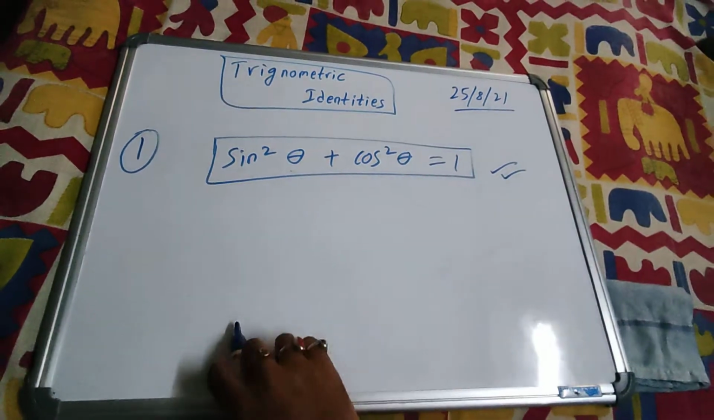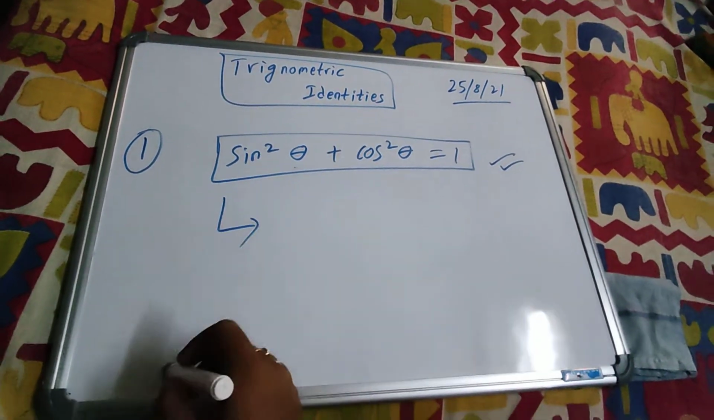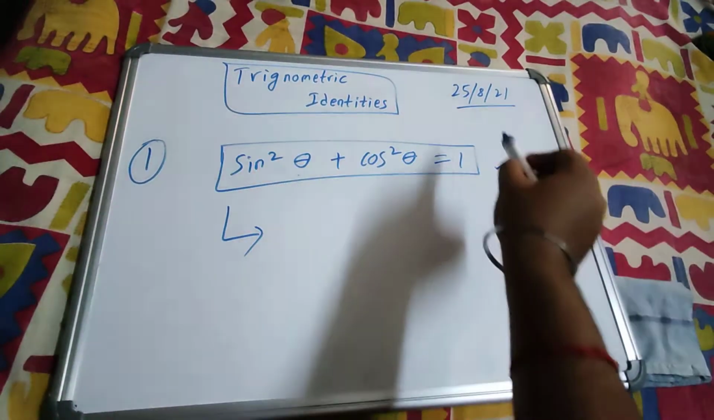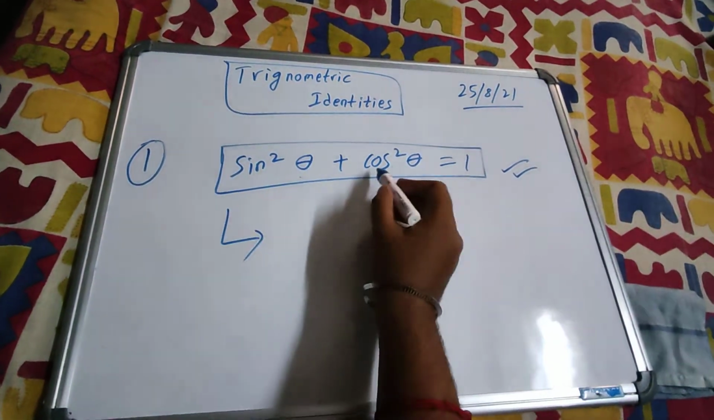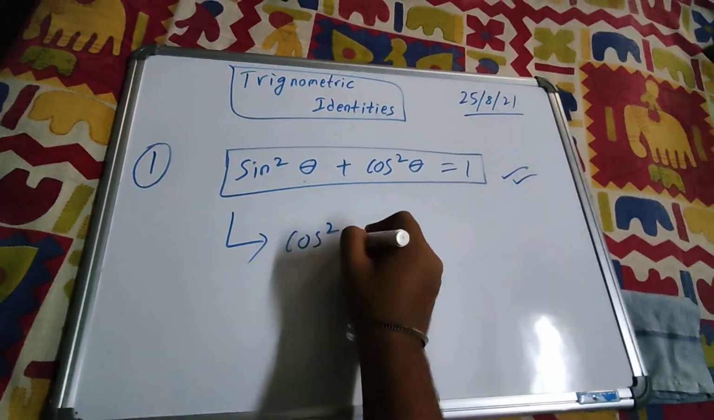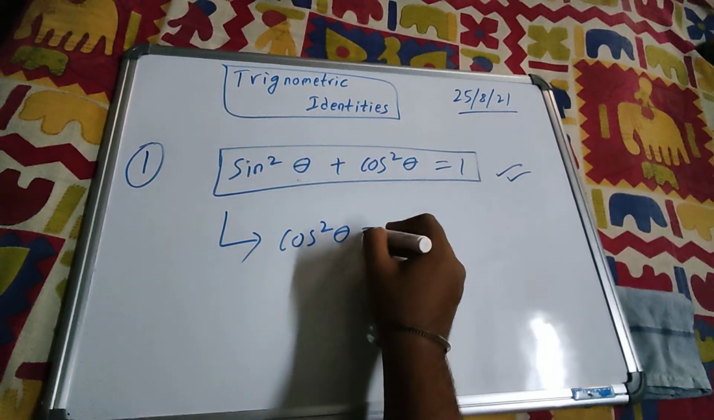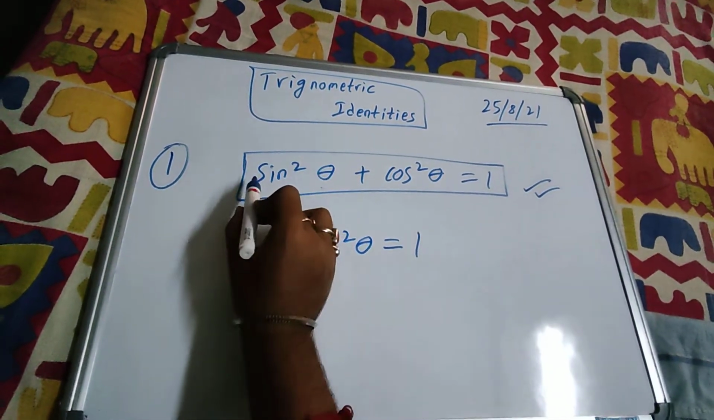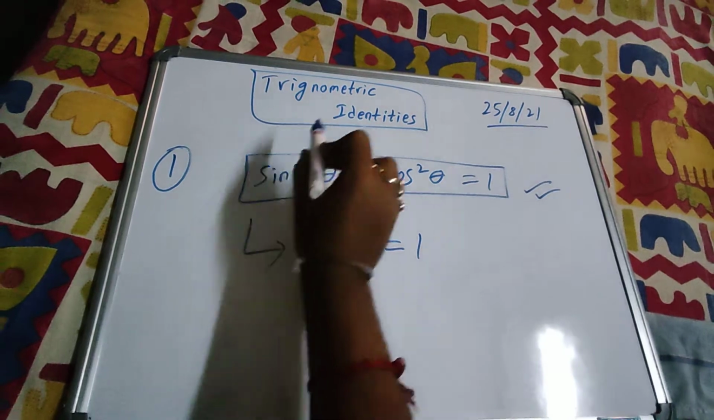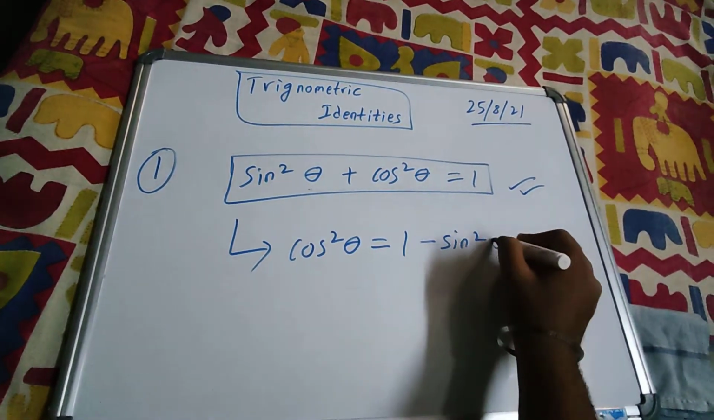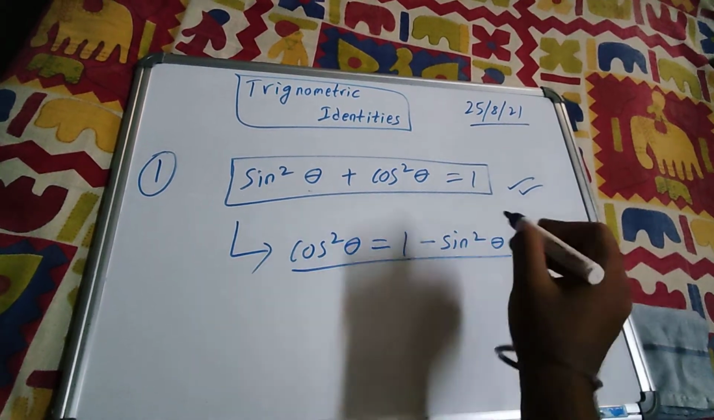Now two other counterparts can be formed from this formula. Suppose you take sin to the side of 1. Then cos square theta will remain on the left side, and that will be equal to 1 on the right side. But the sign in front of sin was plus, and now that it has gone to that side, it will become minus. So cos square theta equals 1 minus sin square theta. This is one counterpart.